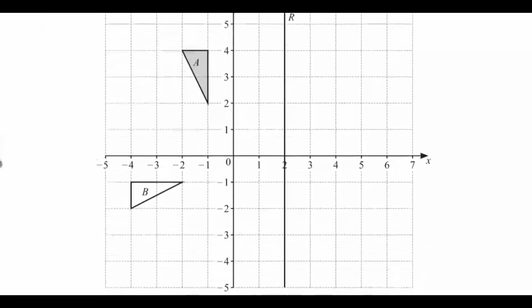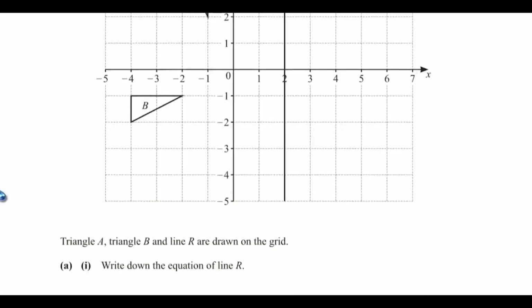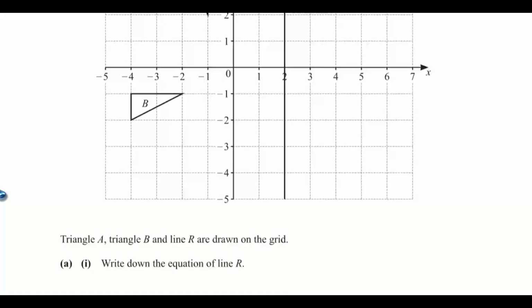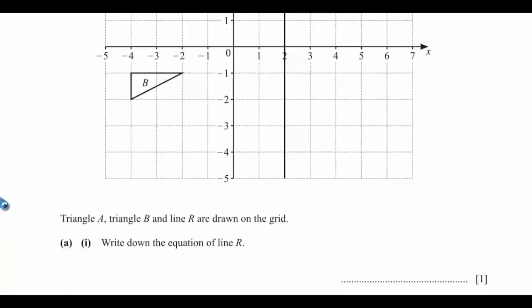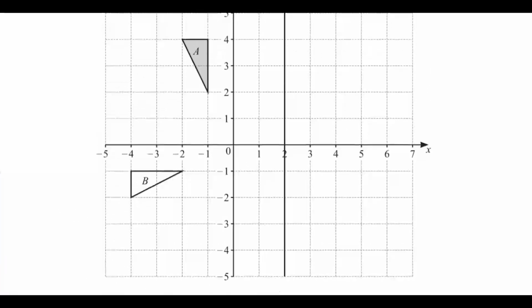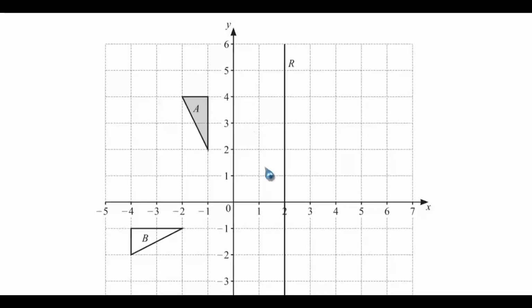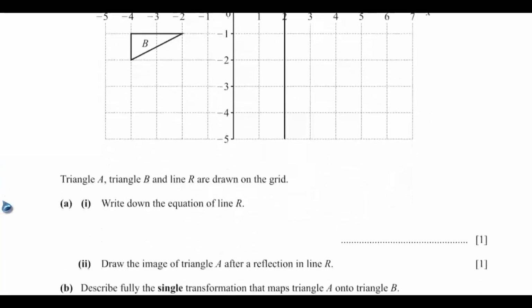Question 2. Triangle A, triangle B, and line R are drawn on the grid. Write down the equation of line R. From here, I see that the value of x is constant and is always 2. So that means line R is x equals 2. That is the equation of line R.